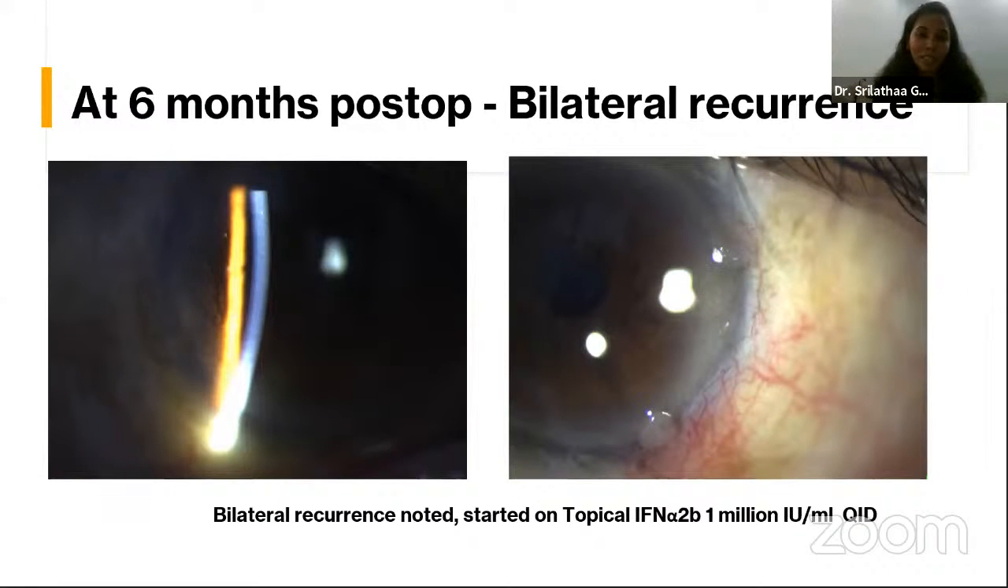Now, with the background history that we had done the excision, we knew that this was a classic recurrence of OSSN in this patient. As Dr. Gokhale had already said, these days the first preference of agent is interferon. So we started the patient on topical interferon alpha-2b, 1 million international units per ml, QID dosing. And the patient was followed up.